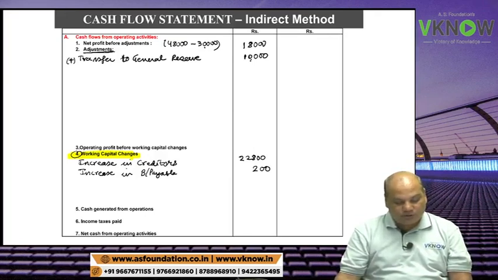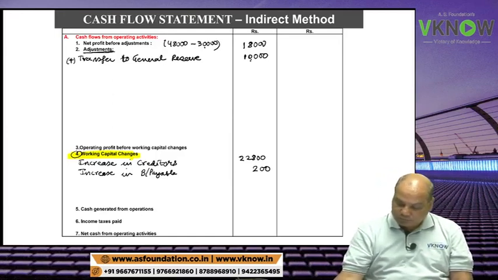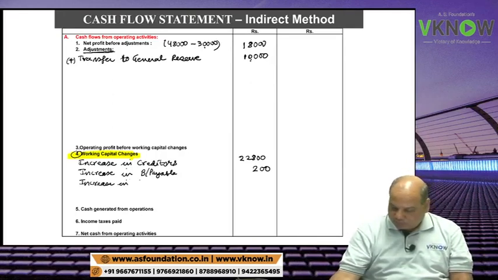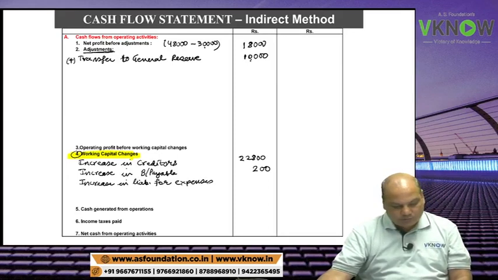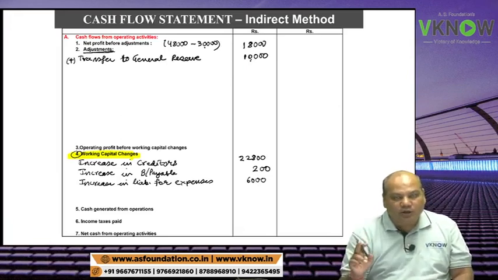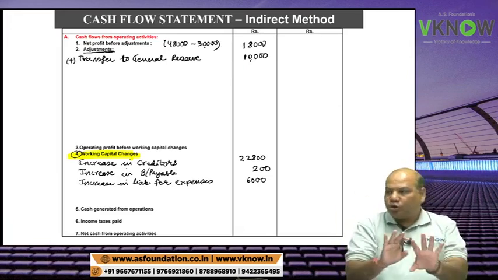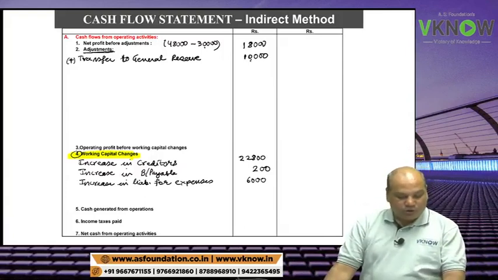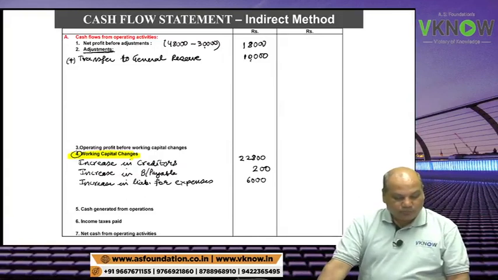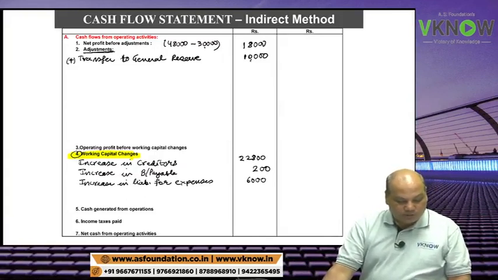Liability for expenses. From 30,000 it has become 36,000. So you will again write increase in liability for expenses 6,000. Positive number, increase in current liability, increase in cash flow. Logic I had dictated to you. Every time, if we can't go back to logic, we can't complete the problem. Now liability for expenses we have done.